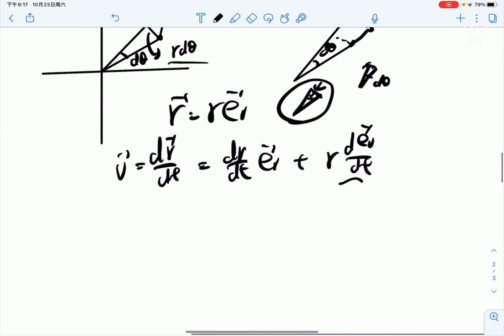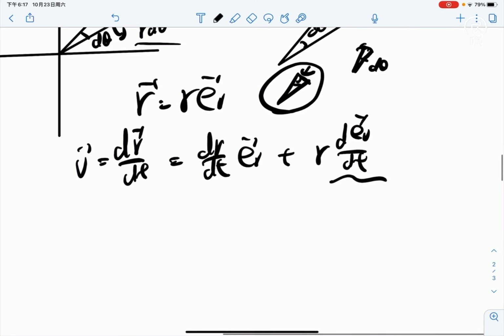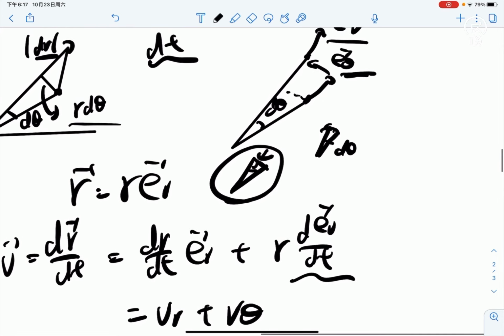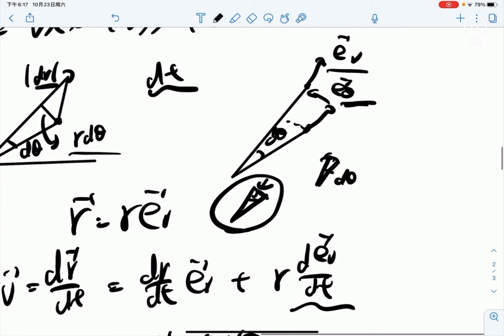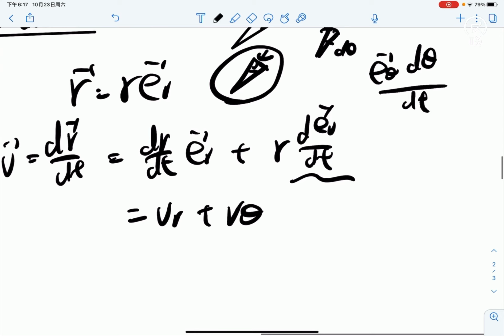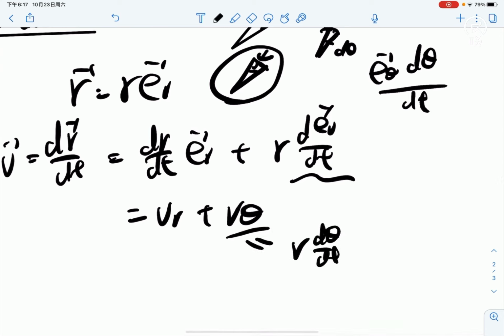So this term is just going to be v_r plus v_theta, and d(e_r) is going to be e_theta d theta/dt. So this term is going to be r d theta/dt in the theta direction. This one is equal to dr/dt in the e_r direction.